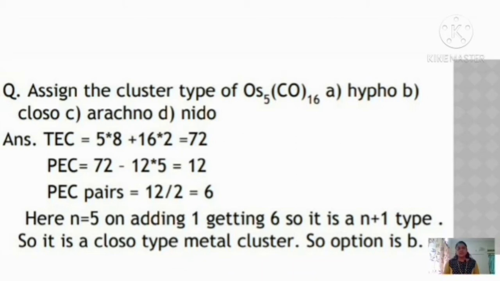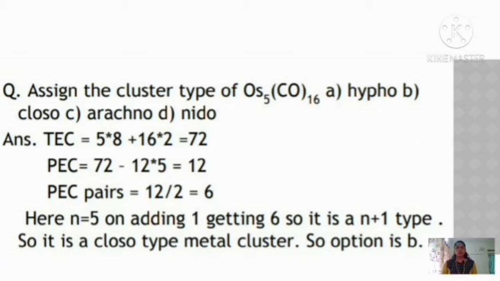So the total valence electron count can be found out by 5 into 8 plus, again, 16 carbonyl groups are there, so each will provide 2 electrons. So 16 into 2, so 40 plus 32, that will be equal to 72. So after getting the total electron count, we have to find out the polyhedral electron count. The polyhedral electron count can be found by the formula total electron count minus 12 into n. So the total electron count is equal to 72 minus 12 into 5, that is 60.